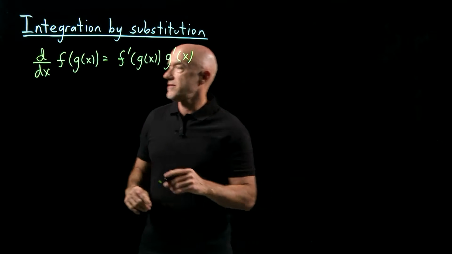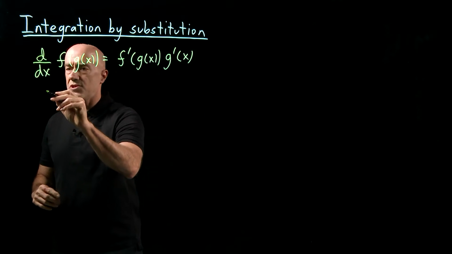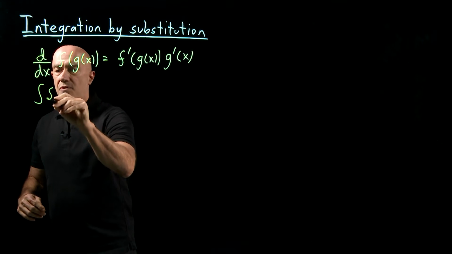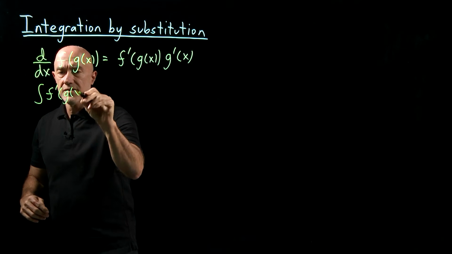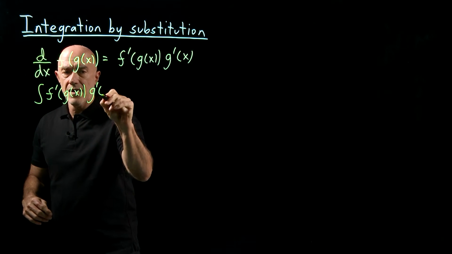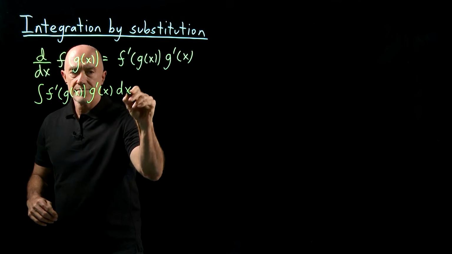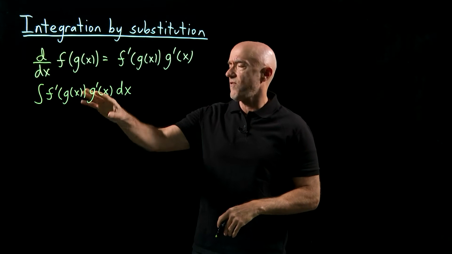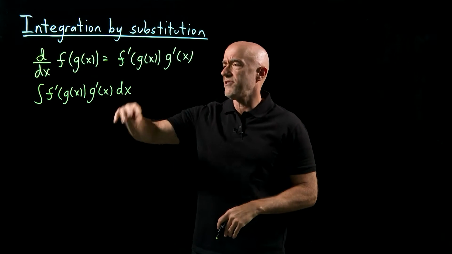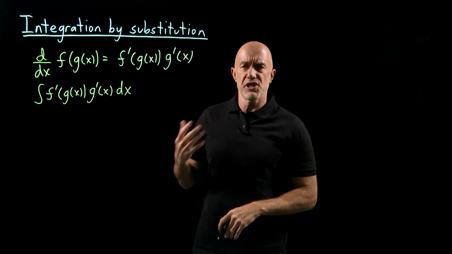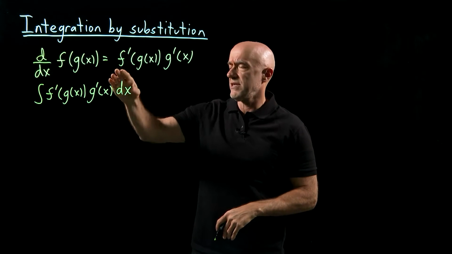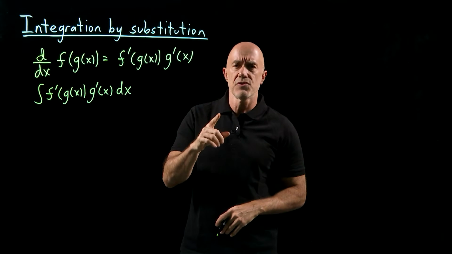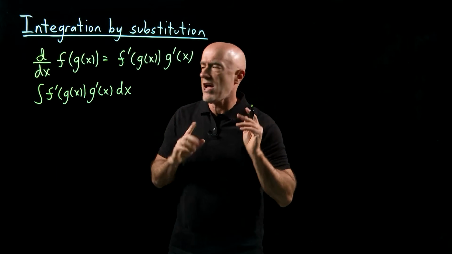So let's see how that would work as a substitution. Let's say we wanted to integrate f prime of g of x, g prime of x dx. We can do this immediately because I wrote it in such a nice form, but often it's hard to know which function is g of x and which function is g prime of x. So it's useful to do a substitution if you can't do it in your head.